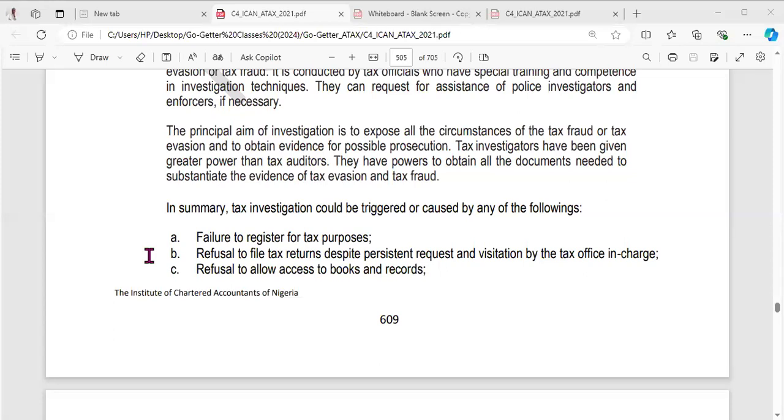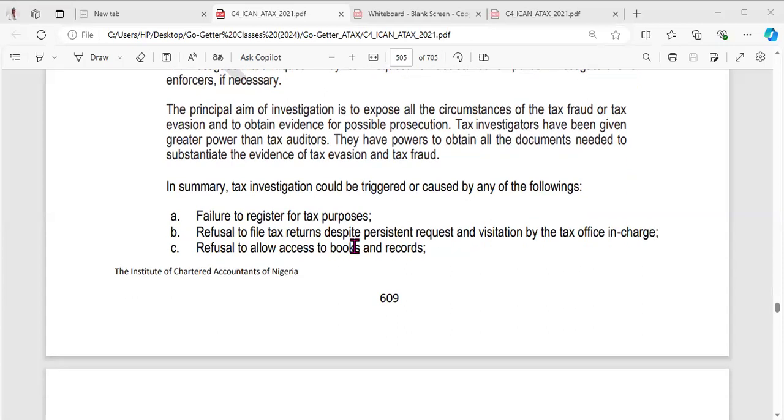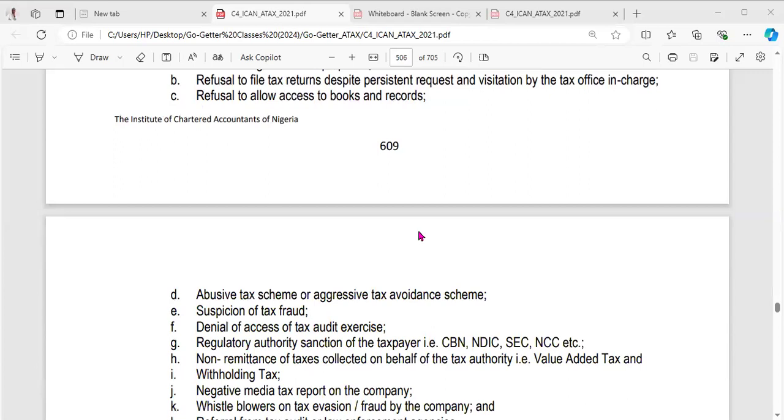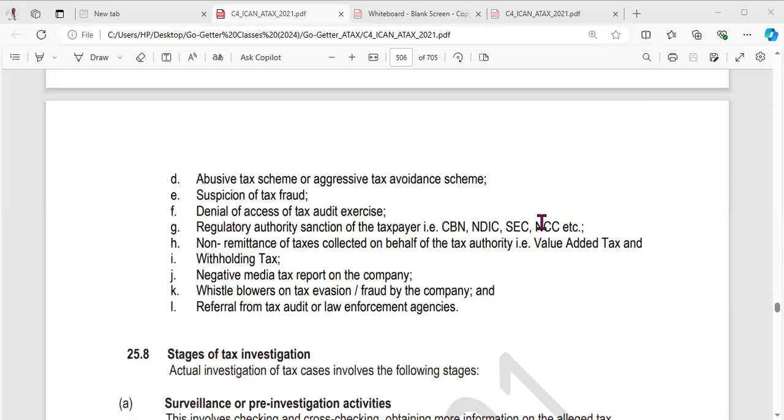Refusal to file tax returns despite persistent requests and visitation by the tax office in charge. Refusal to allow access to books and records. Abusive tax schemes or aggressive tax avoidance schemes. Now, tax avoidance schemes are legal, but when it is aggressive, when it is stretched to the limit, it may be tending towards evasion, and there may be an investigation. Then suspicion of tax fraud, denial of access to a tax audit exercise. So when the tax auditors come to do their field work and you deny them, you are inadvertently calling for an investigation.